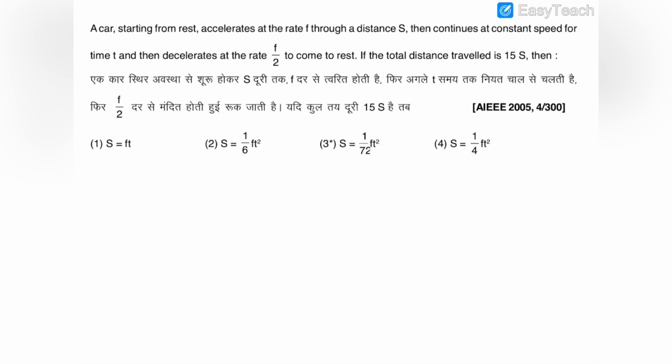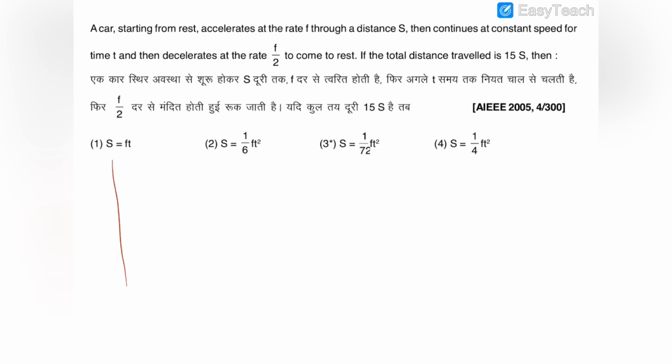In this problem, you can see that a car started from rest and accelerated with a constant acceleration of f through a distance of s, and then moves continuously for time t with the same speed, and then decelerates with the rate of f by 2 to come to rest. The total distance traveled by the car is 15s. Then we have to find out the relation between s and t.